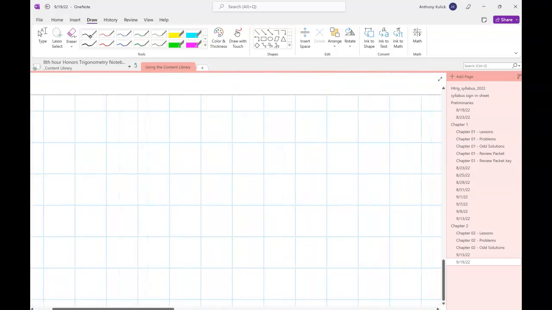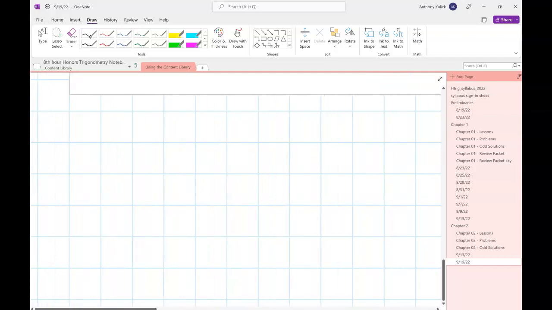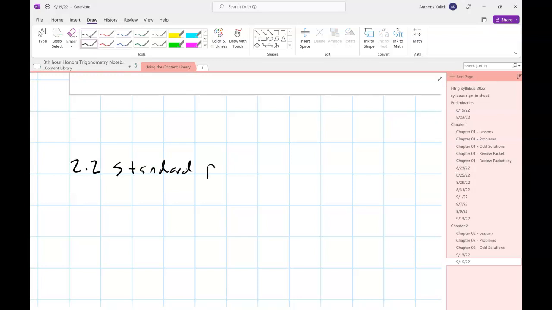So last time we finished section 2.1. Am I correct on that? Yes. Okay. Let's do 2.2 then. Oh, no, 2.2 is not standard position angles. That's 2.3. Don't get ahead of yourselves, Mr. Kulik. All right. So 2.2 is trig functions on acute angles.